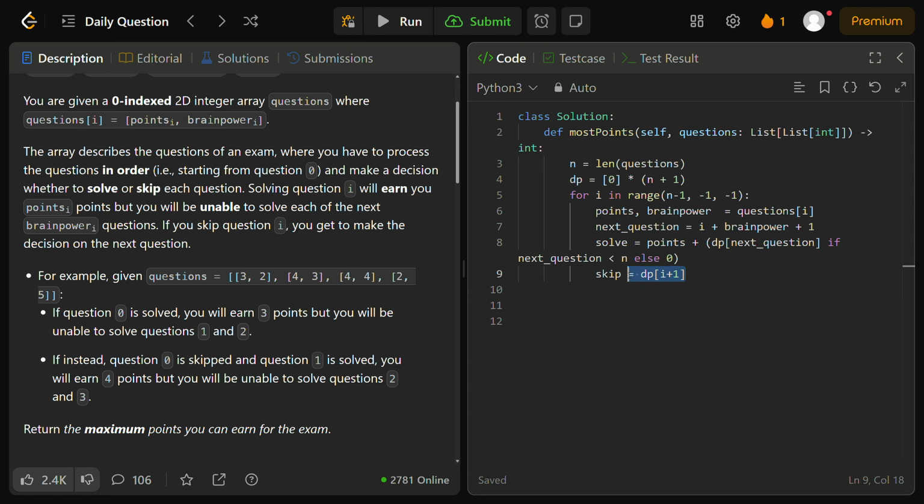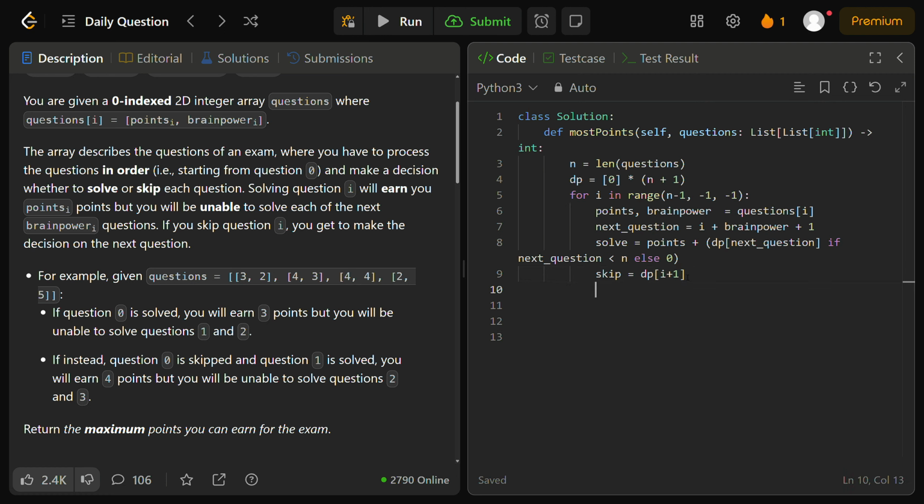This is the value that we get if we just skip this index and move on to dp at the I plus 1th index, the next question, right? If we skip the current question, then of course our best score is simply going to be dp at I plus 1, which should also be the best solution from the next question onward. That's going to be the second choice that we have.